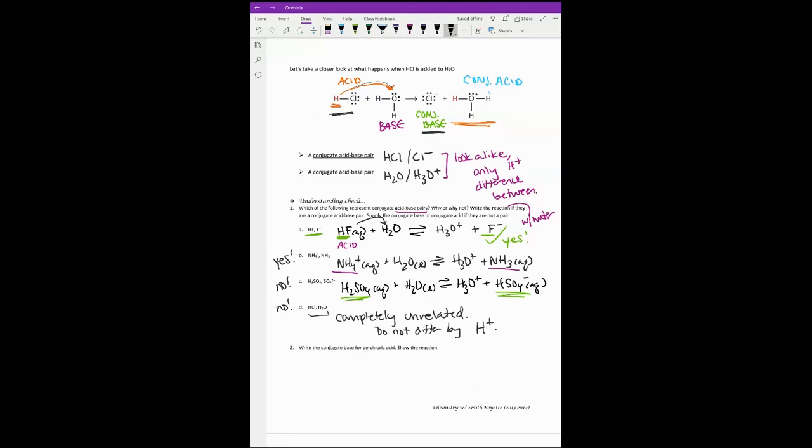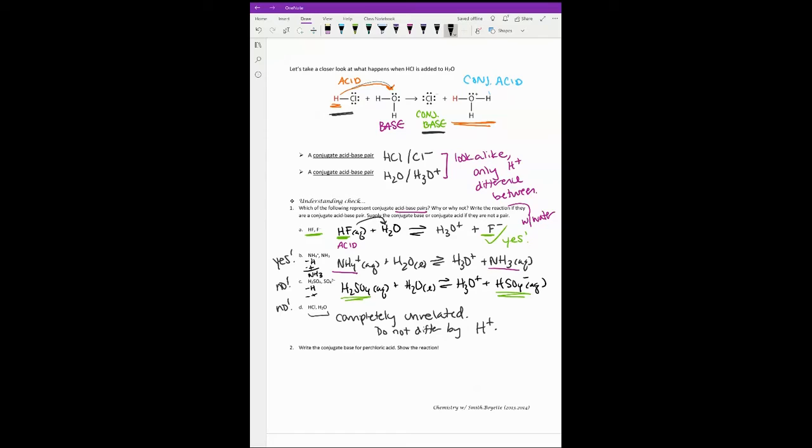All right, so here are the answers. In the first one, you can first check by seeing that if you subtracted an H and you subtracted a plus sign, you would get NH3. So that's one hint that you're on the right track. And what you'll see is when you react NH4 plus with water, you do get, in fact, NH3 as its conjugate base. For C, we have H2SO4 reacting with water.